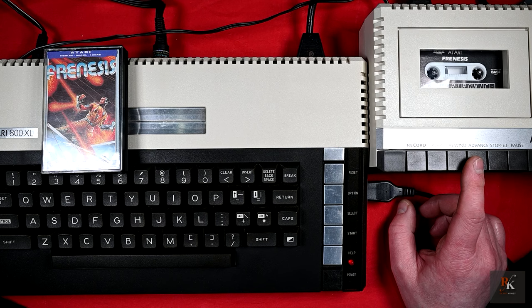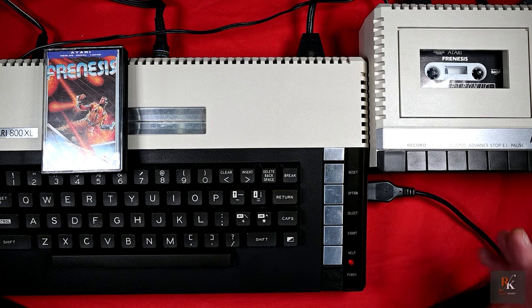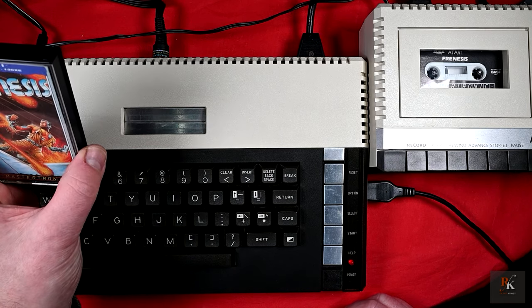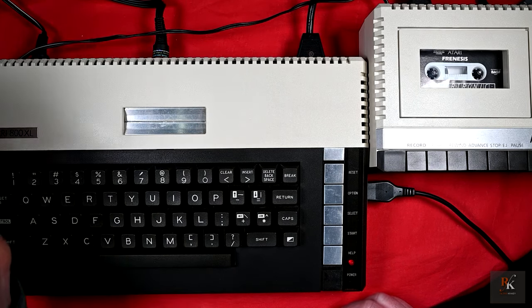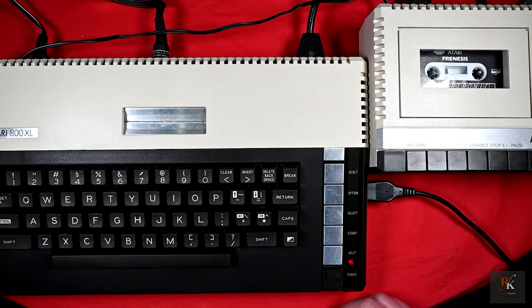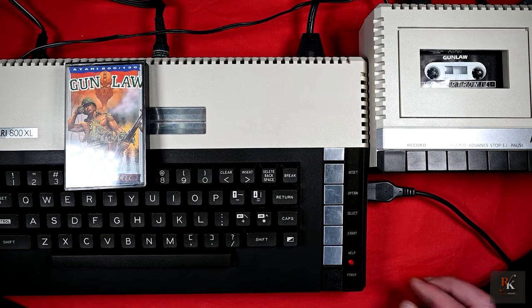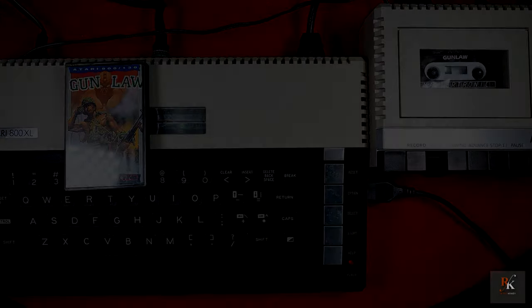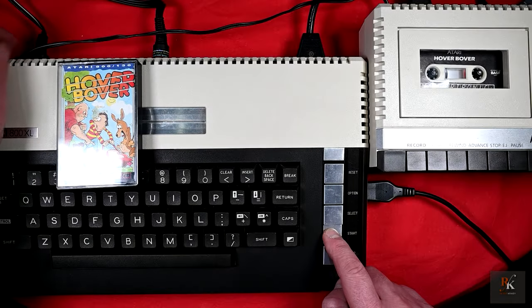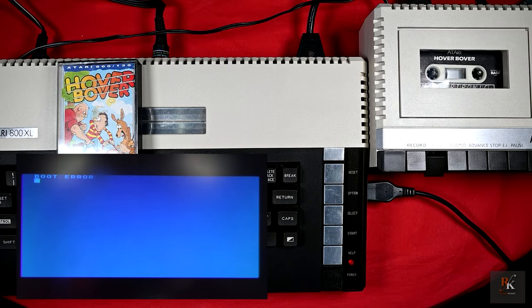These all came in a batch that I got in, because I'll be honest, I could not find my own tapes down in my storage unit. But three in a row, unless somebody's selling me dodgy tapes. Next to try is Gun Law. Nope. Next we'll try Hover Bover. Nope, another boot error.